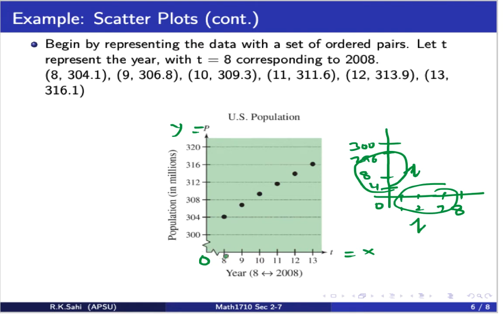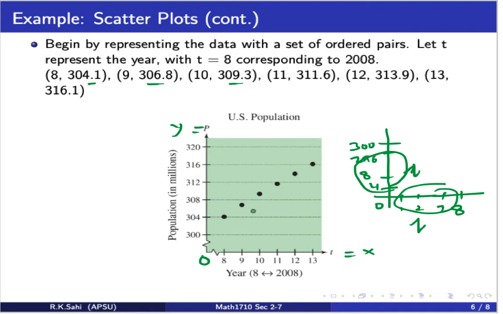Okay, so we start from 8, which is the year 2008. The population was around 304.1 million, and I roughly just eyeball these. So what you notice from 2008 to 2013 is that the population is kind of in a straight line, and the population is going up. So clearly, even if you look at the numbers, 304, 6, 9, the population is increasing as the years go by. So this is kind of a relationship we see.